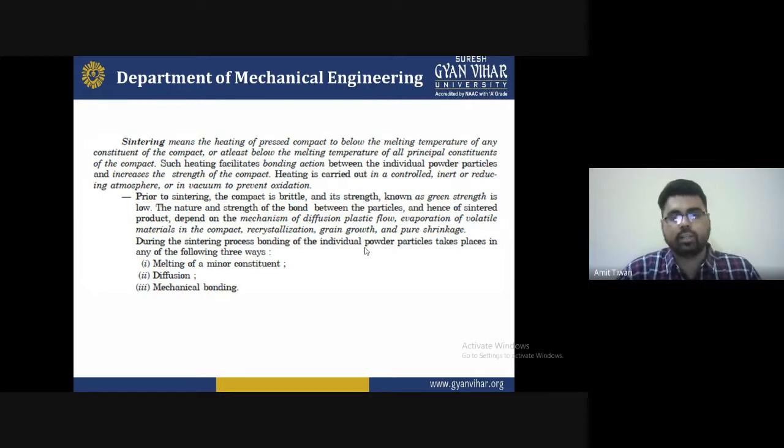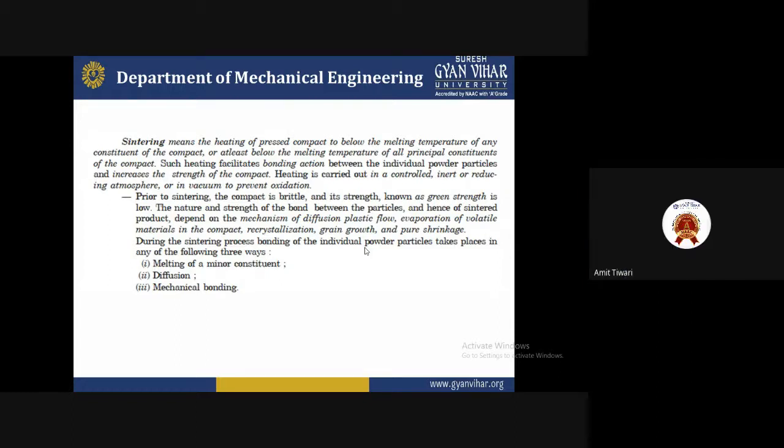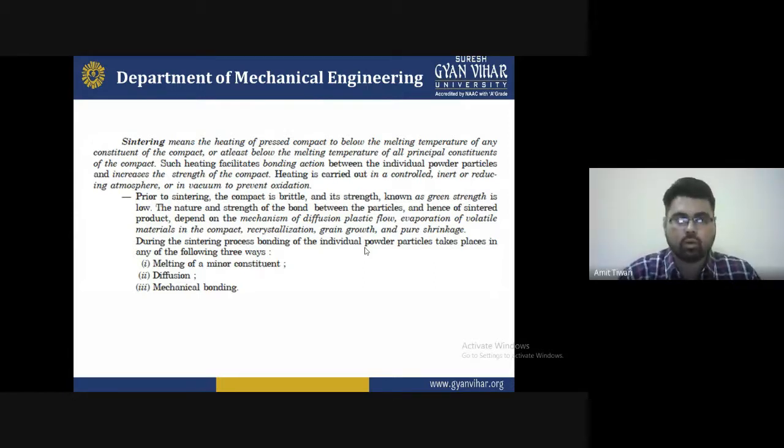Such heating facilitates bonding action between the individual powder particles and increases the strength of the compact. So the heating is carried out in a controlled, inert or reducing atmosphere, or in a vacuum, to prevent oxidation.